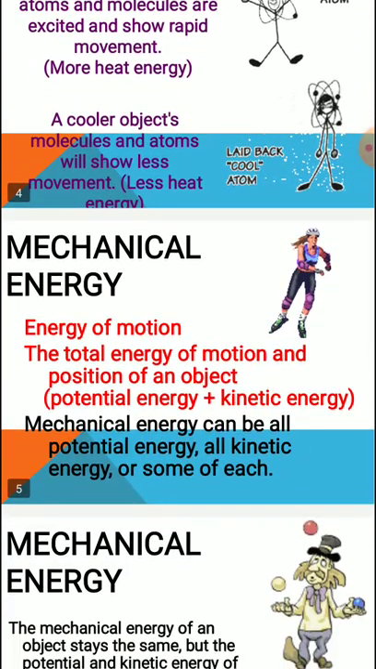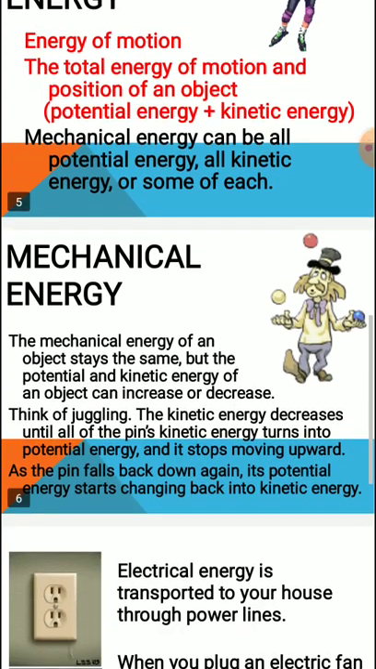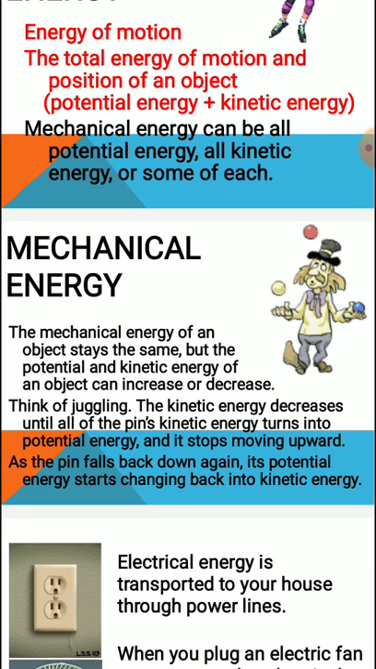Next is mechanical energy. The total energy of the motion and position of an object is called mechanical energy. We have already studied in lower standards what potential energy is and what kinetic energy is. The sum of the potential and kinetic energy describes the mechanical energy. Mechanical energy can be all potential, all kinetic, or some of each. The mechanical energy of an object stays the same, but its potential and kinetic energy can increase or decrease.